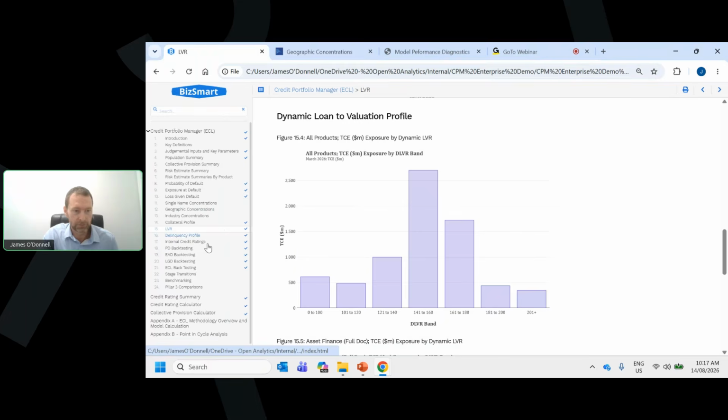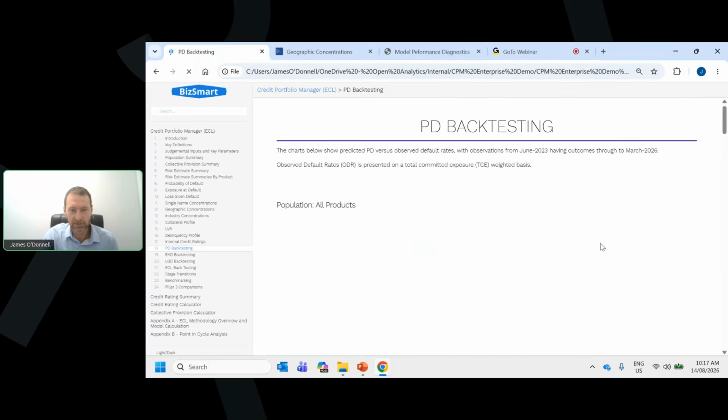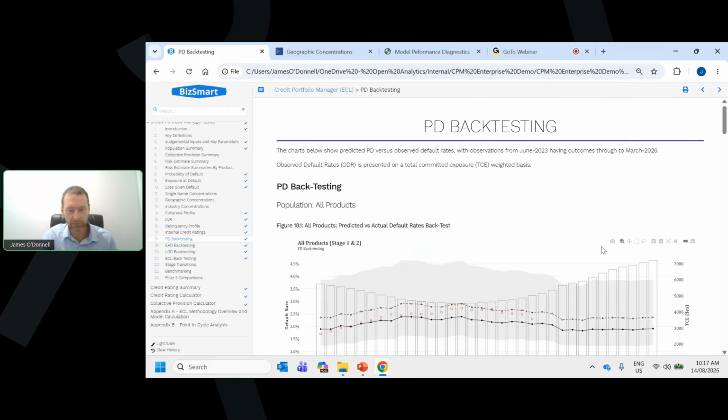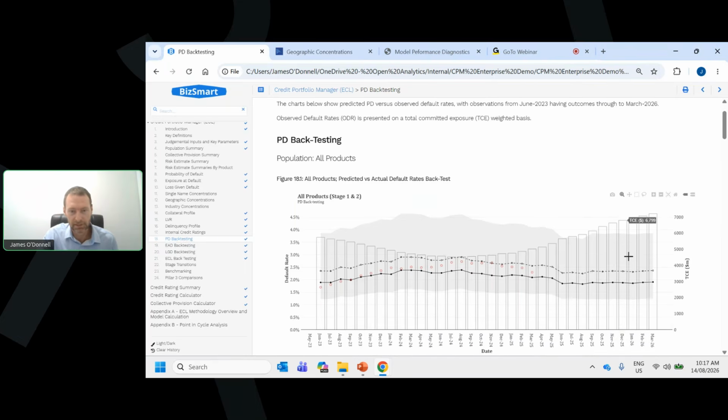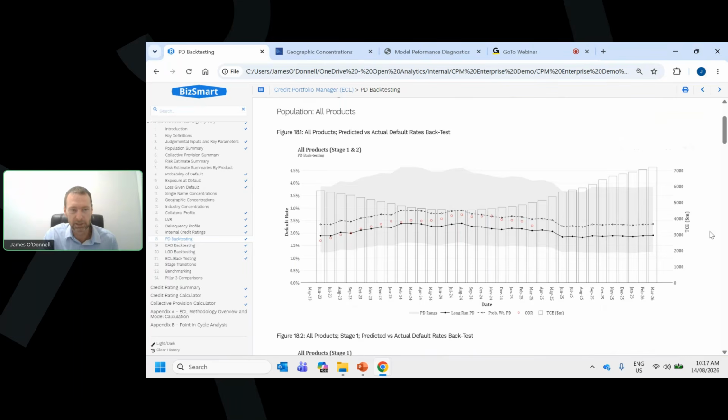Okay, so that covers the risk estimates. A quick note on backtesting. With this solution, we implement all the models and run them on a regular basis, and then of course we're backtesting. I'll start with PD. On these charts, the red dots are the actual default rates, the black line is a long run average, and the dotted line is that probability weighted estimate. So that's where we're setting our provisions.